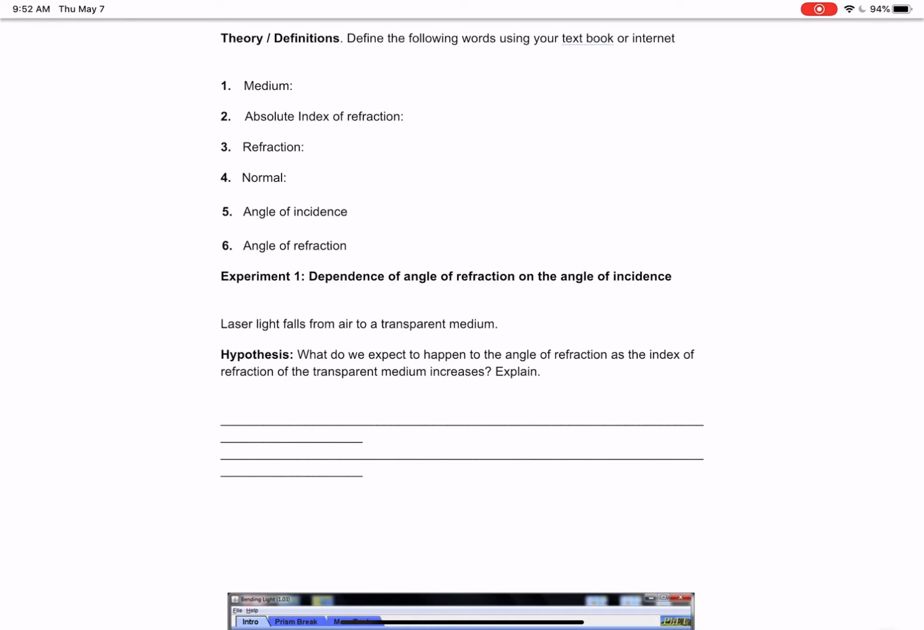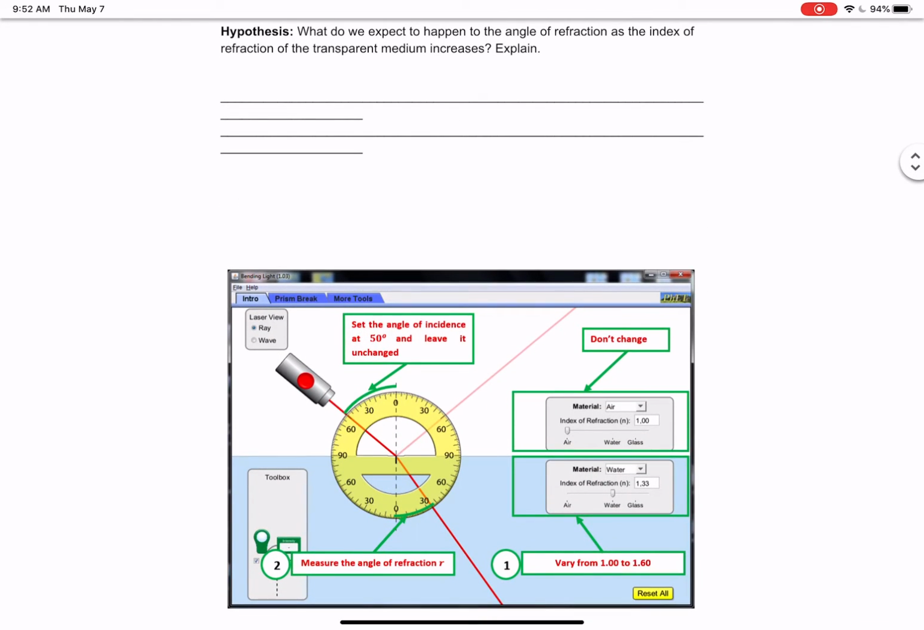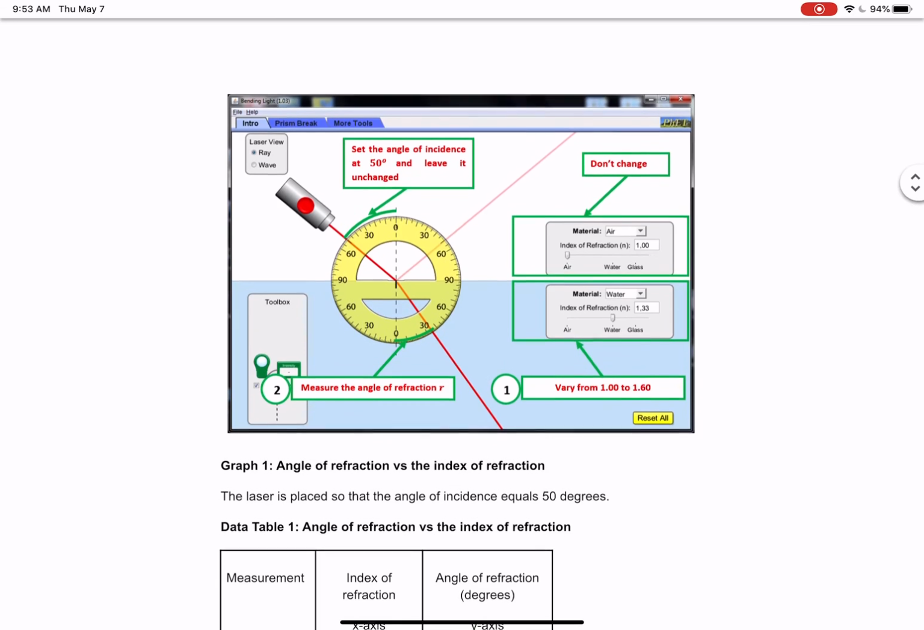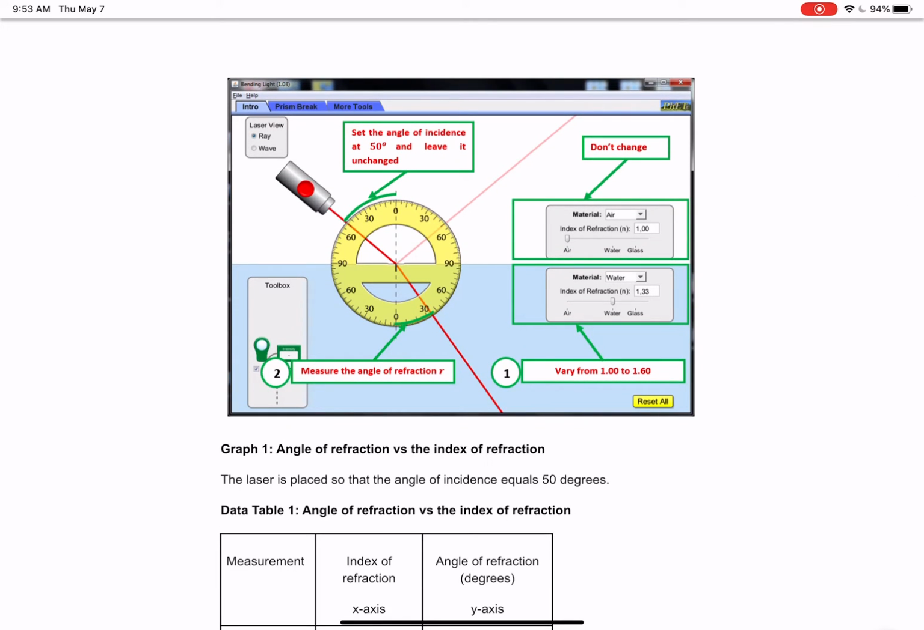So the first experiment is going to be the dependence of the angle of refraction on the angle of incidence. So the laser falls from air to a transparent medium. It says, what do we expect to happen to the angle of refraction as the index of refraction of the transparent medium increases? And explain. I really like this picture here because I think it shows very clearly what we're going to be doing. For instance, you are not going to be changing this angle. It says set the angle of incidence at 50 degrees and leave it unchanged. For this experiment, you are not going to change that. And I'll show you right now.